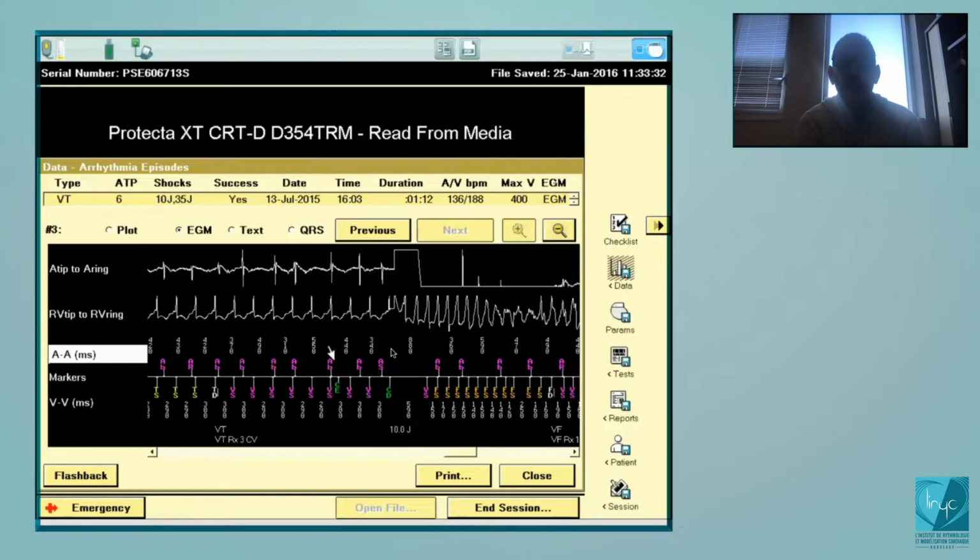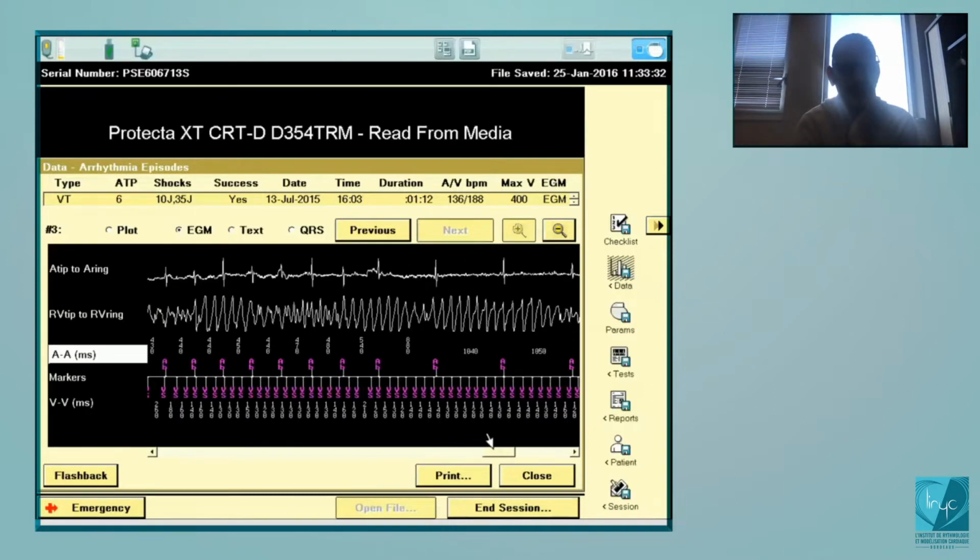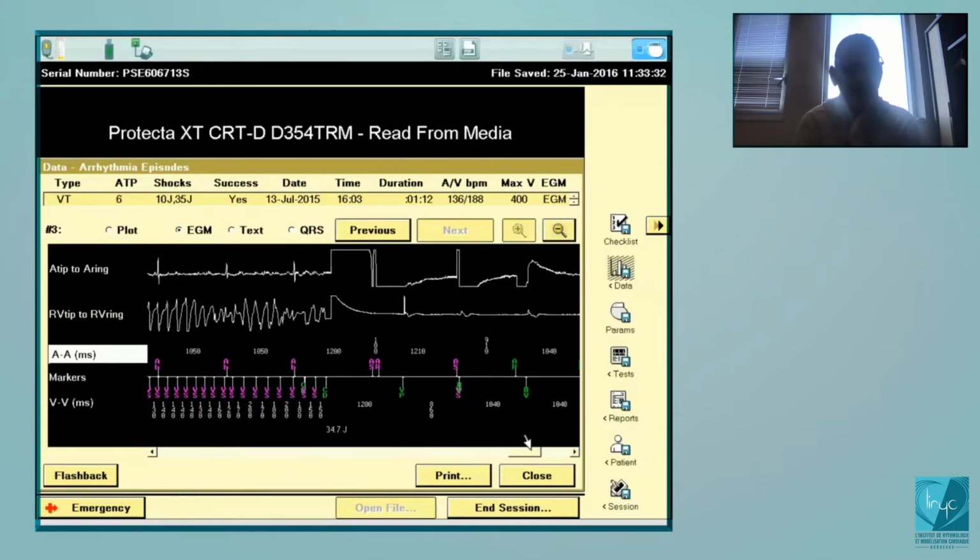Well, it degenerates into VF. Yeah, and so just after, degeneration into VF, and then a maximal shock will be delivered. But if you have a close look at the tracing, you see that the VF is ugly. You see it's very polymorphic, with very fast cycle. So I wanted to show you this first tracing, and then I will show you another one.